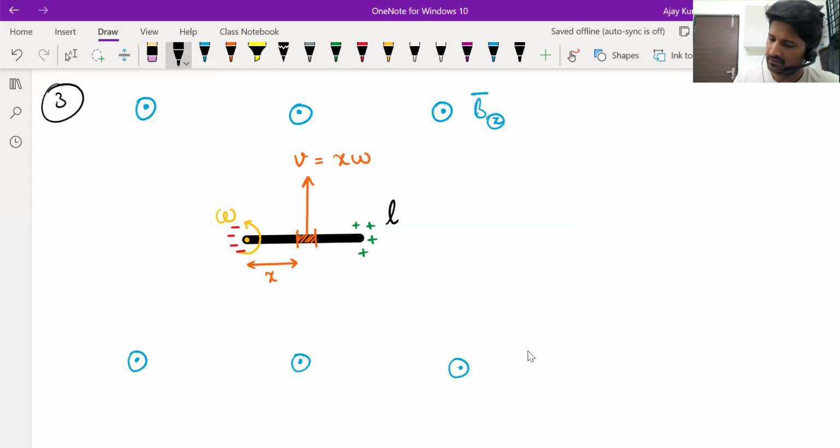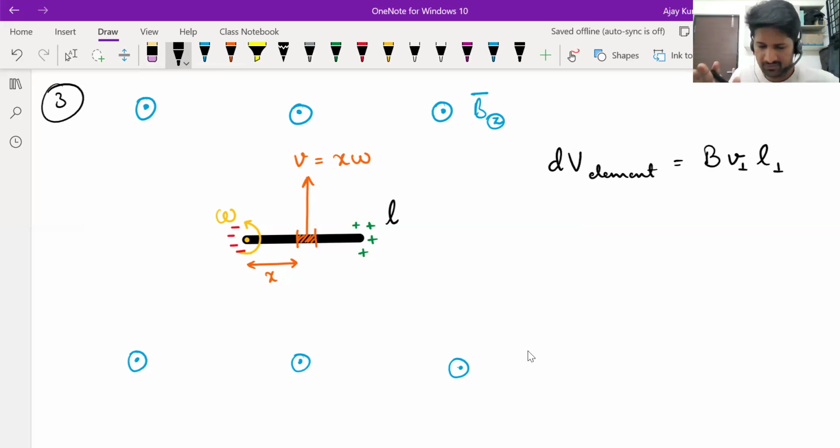Our aim is to derive the potential difference across the element. For that, we need the magnetic field, we need perpendicular velocity, and we need perpendicular length also. Magnetic field is in the z direction. This velocity is in the y direction. So it's already perpendicular, let it be. We need length in the x direction. So we need to take the length of that element. Length of the element can be called dx, a small change in the x coordinate.